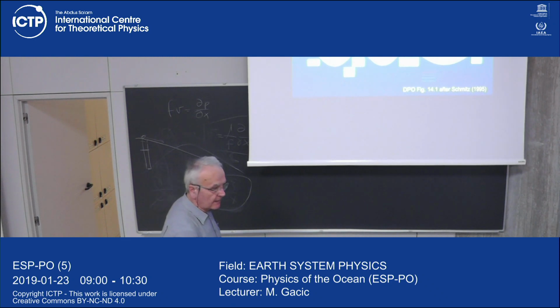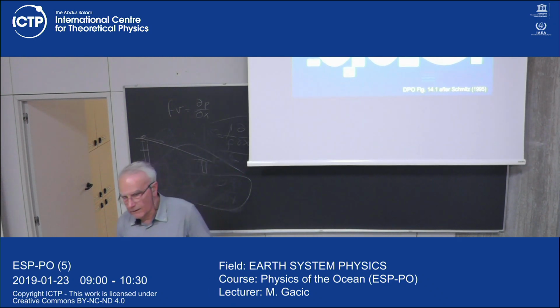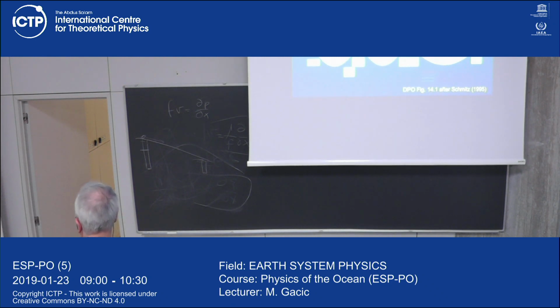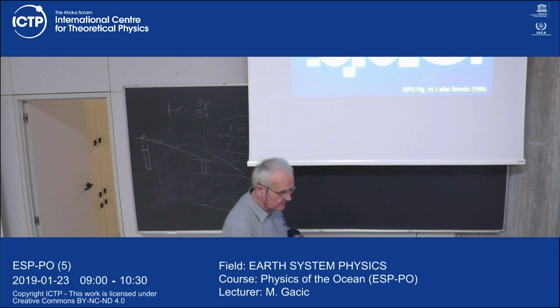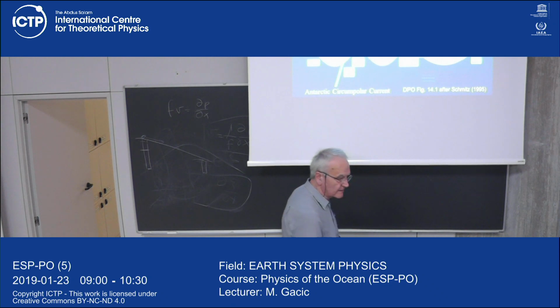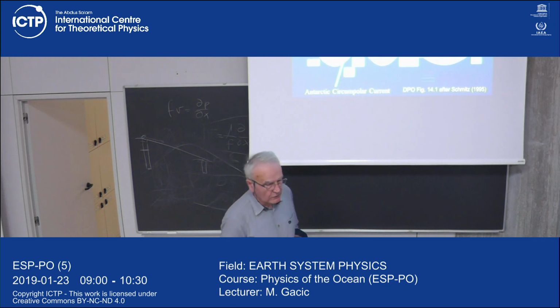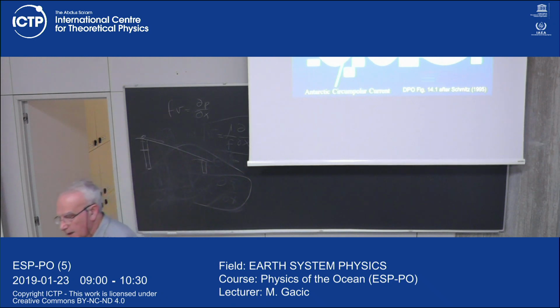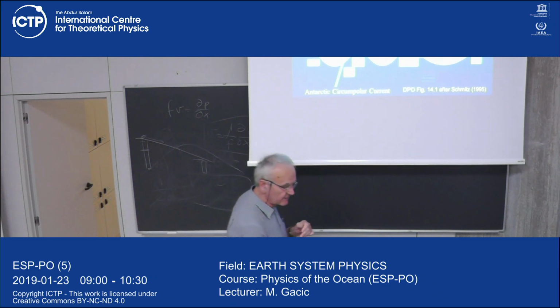So this can be obtained either from the altimetric data or from in situ measurements, because you can measure directly in situ and obtain the general circulation of the subtropical or tropical ocean. And here it is, this is the Antarctic circumpolar current, what I was showing to you before, which is clearly seen from the surface pressure gradient, from the sea surface gradient.